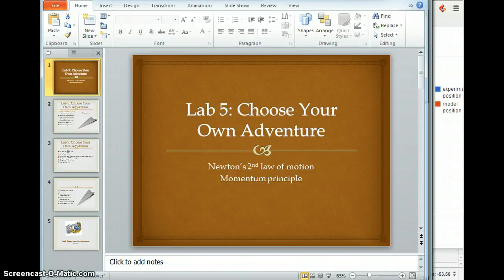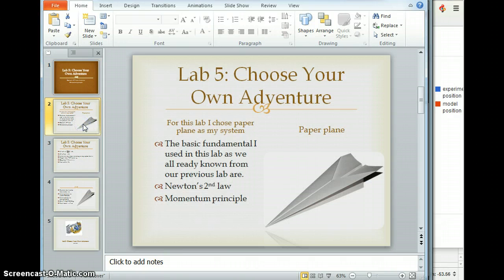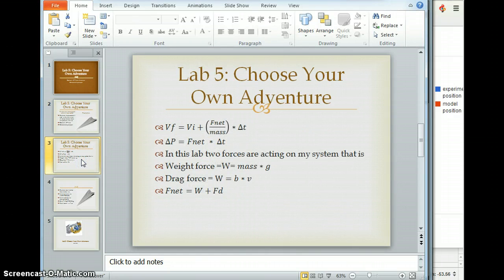Choose your own adventure. In this course, we have so far studied the basic fundamental principles, that is Newton's second law of motion and the momentum principle. For Lab 5, I chose a paper plane as my system, and the fundamental principles I use are Newton's second law of motion and the momentum principle. Newton's second law of motion is that final velocity is equal to initial velocity plus F net over mass times delta t, and the momentum principle is delta p equal to F net times delta t.